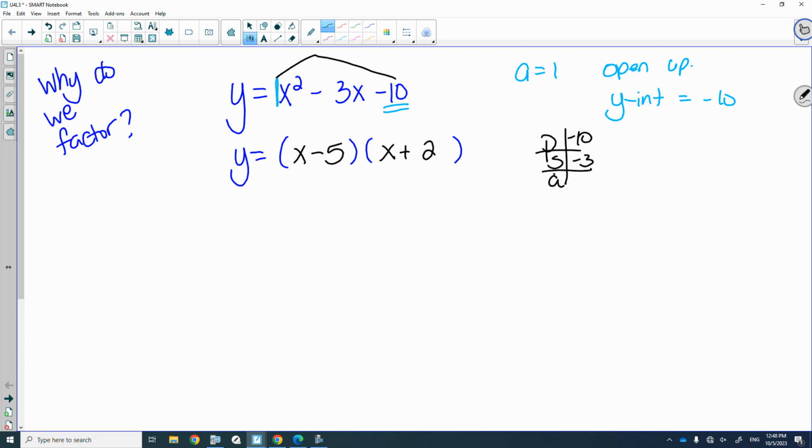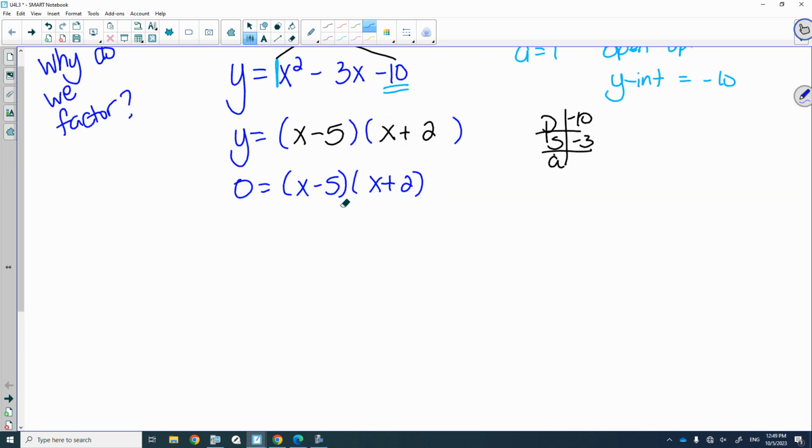X-intercepts, what's another word for x-intercepts on our calculator? Like when we were finding x-intercepts, we did second calculator, second trace, and then what number did we hit? Do you remember? They're called zeros. So if I want an x-intercept of the graph, you're going to let y equal to 0. So we're going to put a 0 here, and we're going to get x minus 5 and x plus 2.